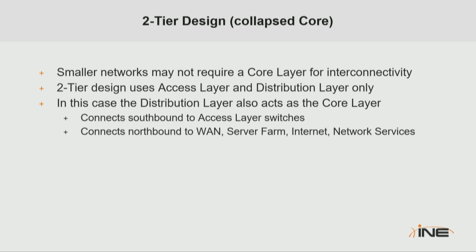So the two-tier design is going to use just an access layer and a distribution layer. And in this case, the distribution layer is also acting as the core. So we're connecting from the distribution southbound to the access layer switches, and we're connecting northbound to our services like the WAN, the server farm, the internet, and our network services.